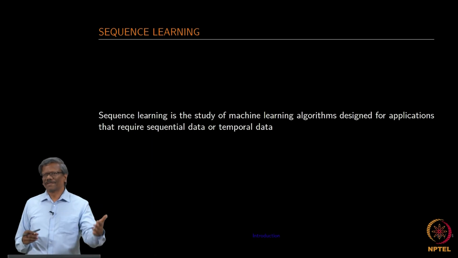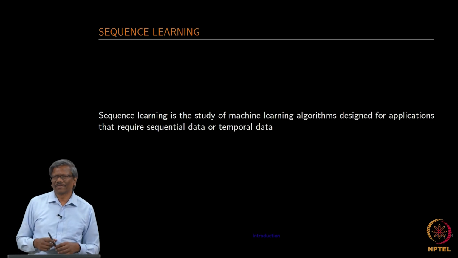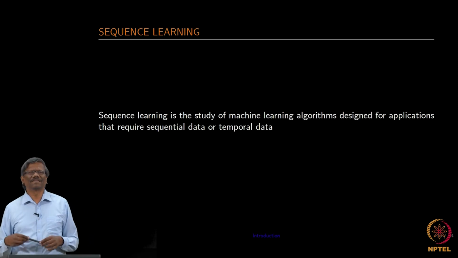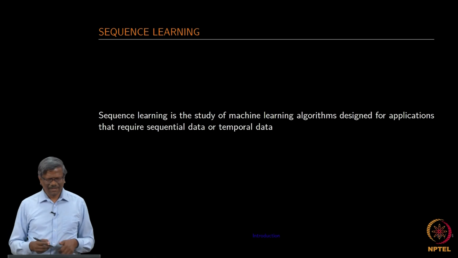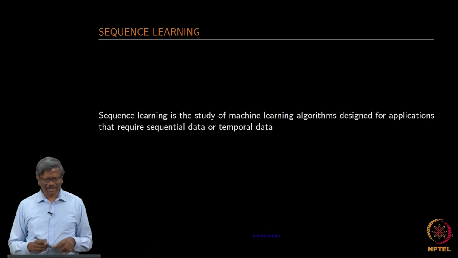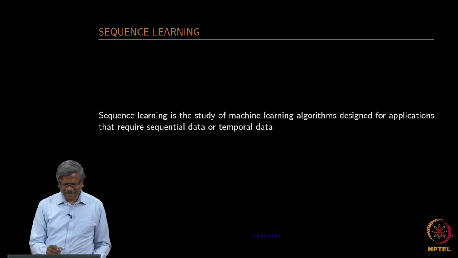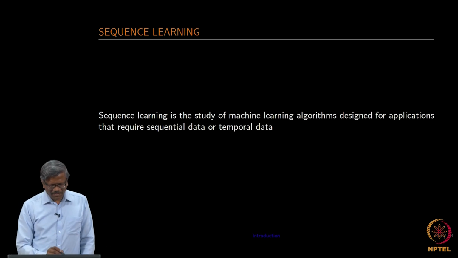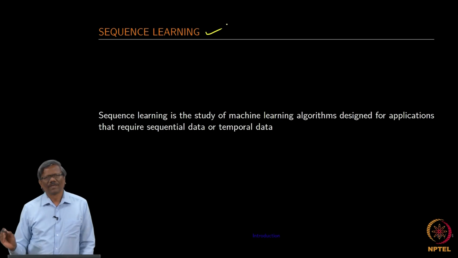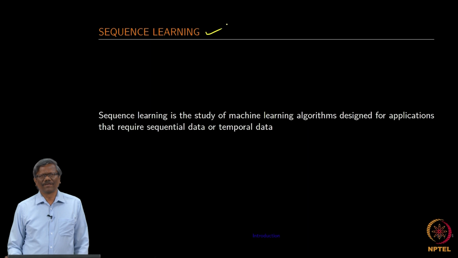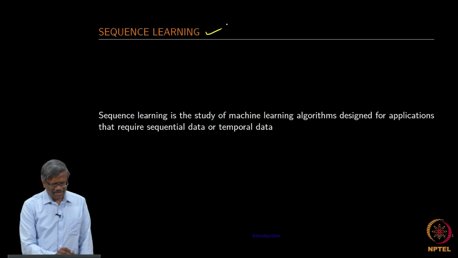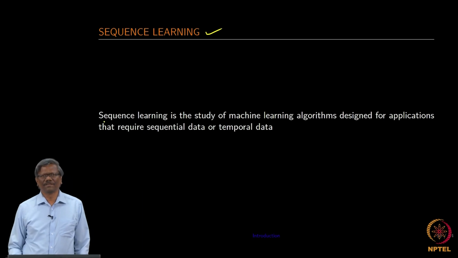So, starting from the numbers, now with some meaning about the words, can I look at the sentence as a whole to understand that? That is where sequence learning comes into the picture in natural language processing. So, we start doing the sequence learning when we have an understanding of the words in a certain fashion, right. You can define sequence learning as the study of machine learning algorithms designed for applications that require sequential data or temporal data. Okay.